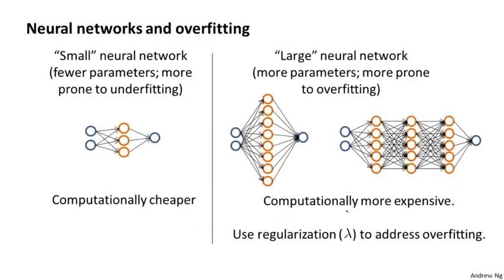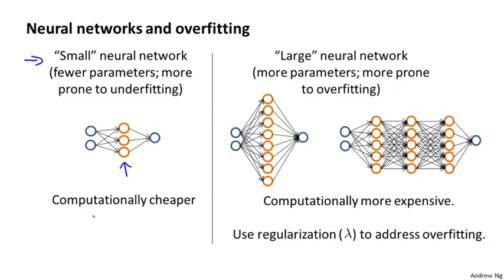Finally, let's take everything we've learned and relate it back to neural networks. Here I just want to give some practical advice for how I usually choose the architecture or the connectivity pattern of the neural networks I use. If you're fitting a neural network, one option would be to fit a relatively small neural network with maybe only one hidden layer, and maybe only a relatively small number of hidden units. A network like this might have relatively few parameters and be more prone to underfitting.